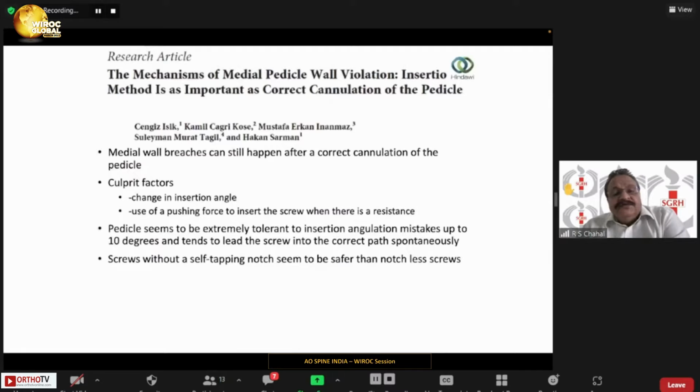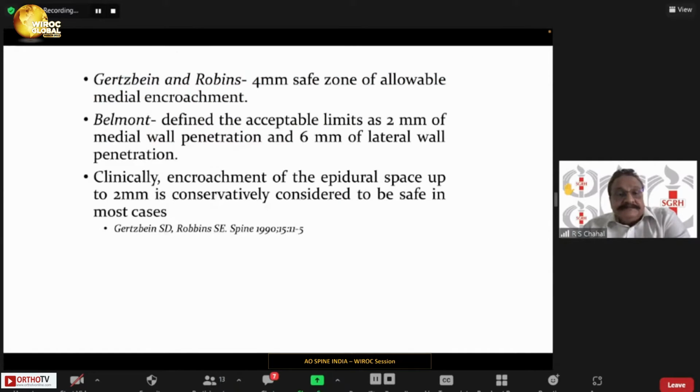Then there are issues where there is a mechanism of medial wall breach. Medial wall breach can still happen after a correct cannulation of the pedicle. So what are the culprits? It's a change in the insertion angle, or use of a pushing force to insert a screw when there is a resistance. The pedicle seems to be extremely tolerant to insertion angulation mistakes up to 10 degrees and tends to lead the screw into correct pathways. Screws without tapping notch seem to be safer than notchless screws.